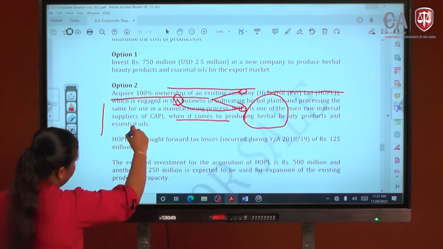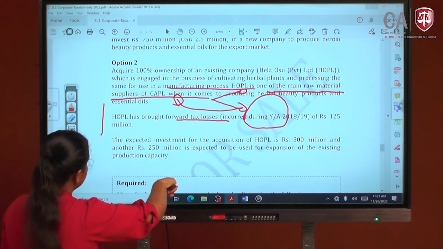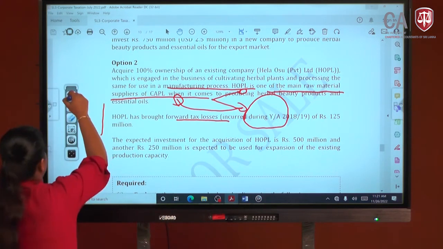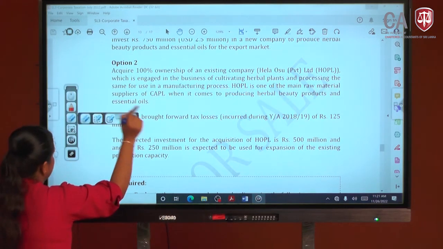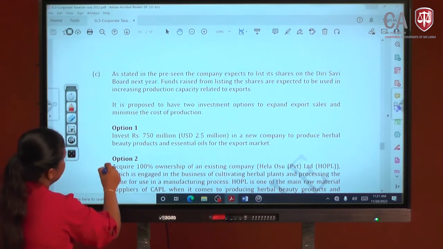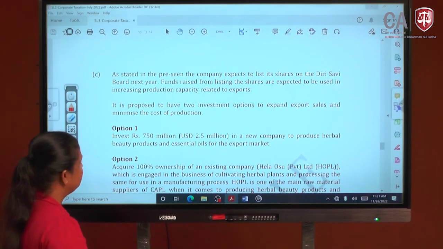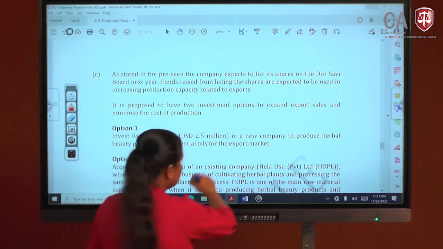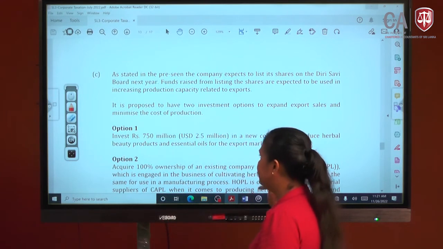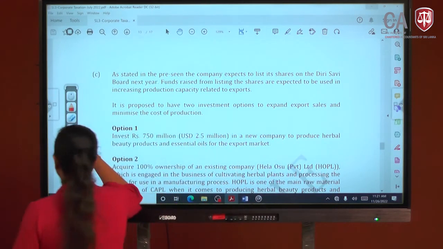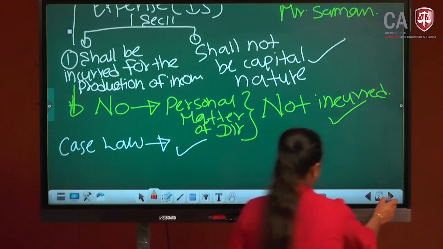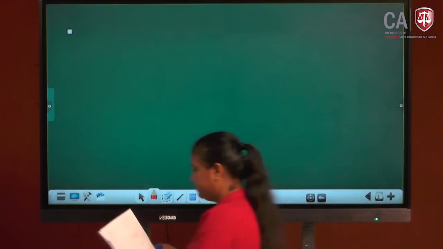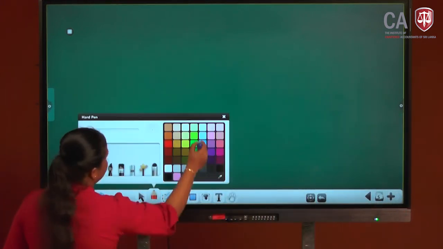Now, before going to option 2, let me come to the analysis of option 1. Invest rupees 750 million, US dollar 2.5 million, in the new company to produce herbal and beauty products for the export market. Let me come to the analysis of this. The analysis of option 1.